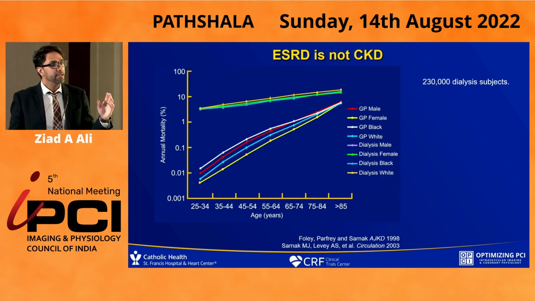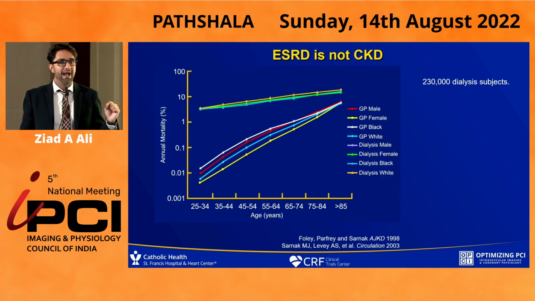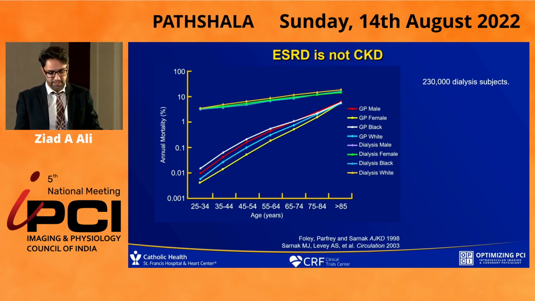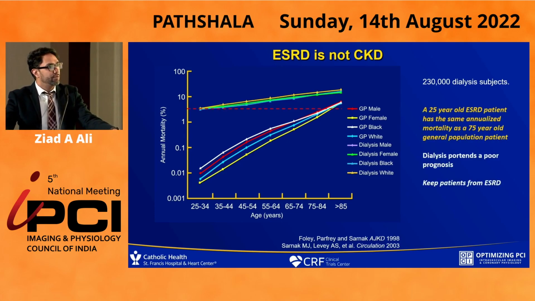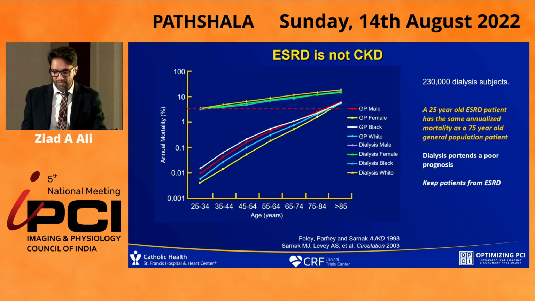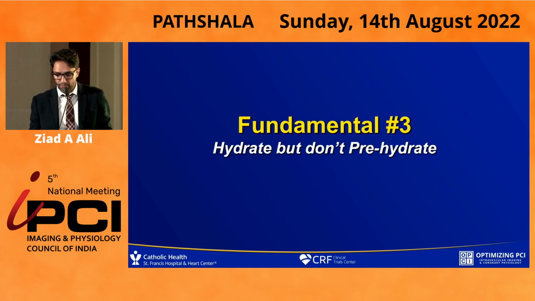It's important to not put patients who have CKD onto dialysis. Look at this fact. A 25-year-old end-stage renal disease patient has the same annualized mortality as a 75-year-old in the general population. So putting a person on dialysis has profound implications not only on their lifestyle, but also on their mortality.